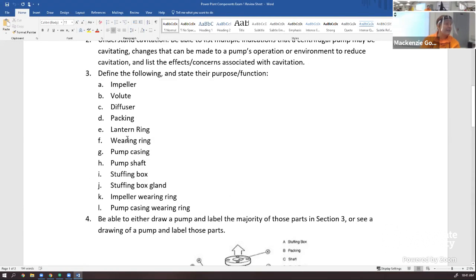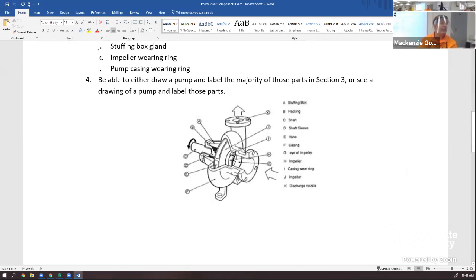So here with these definitions, 3 and 4 are together, right? You should know what each of these are and what they do. And if I gave you a picture like this, you should be able to label the parts, right? And so I might ask you to label them and then explain what is the purpose of B, E, and H. That would be a question that you should expect to see.